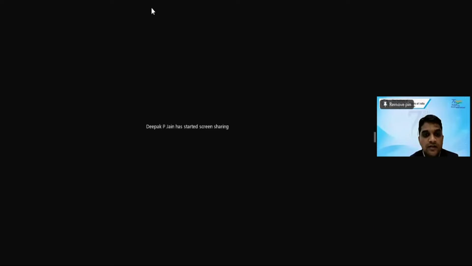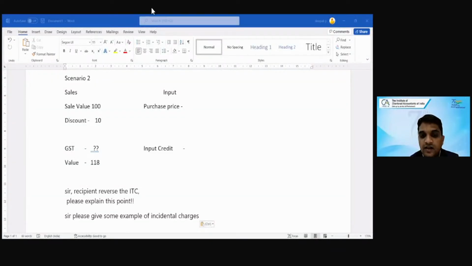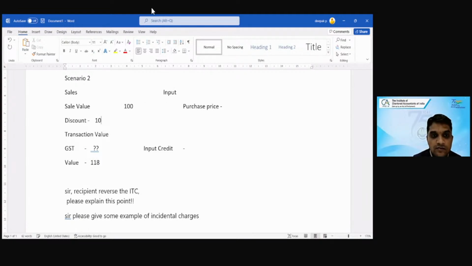So in this scenario, it is given at the time of supply, correct? We are making a sale of 100 at the time of sale. The customer has asked me, give me a discount. I've given 10 rupees discount. So my transaction value is 100 minus 10, which is 90. This is my transaction value.